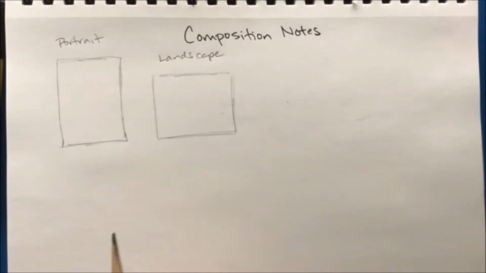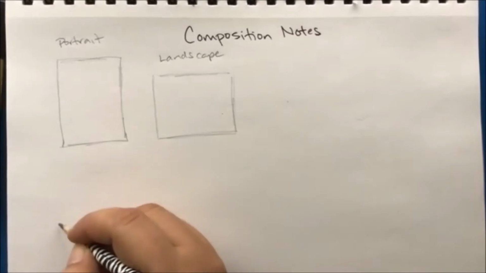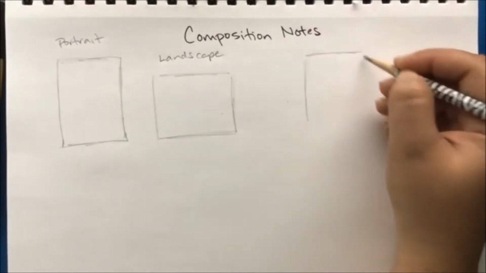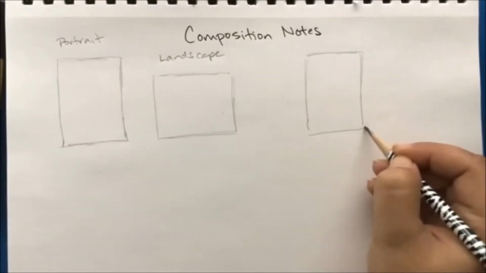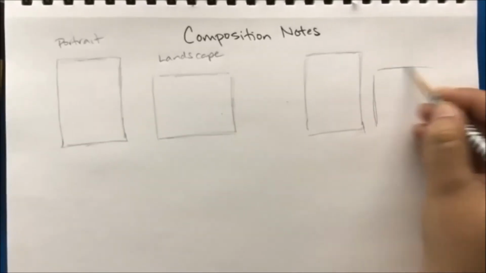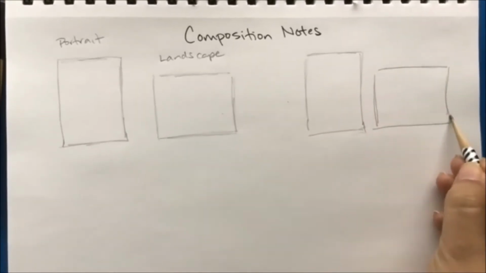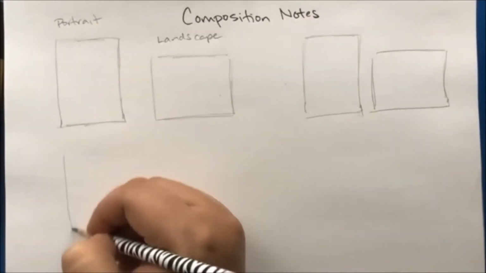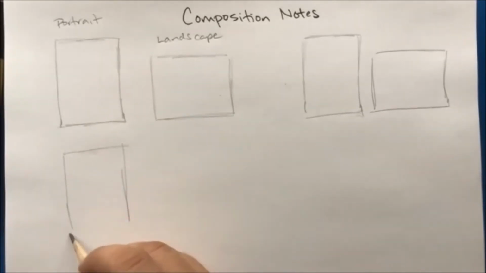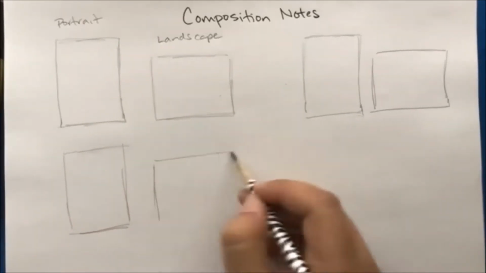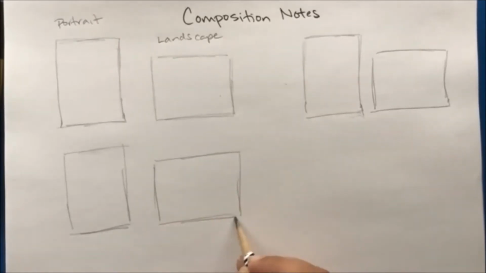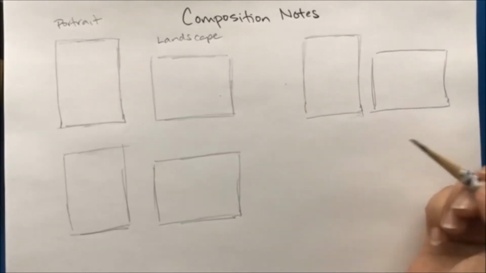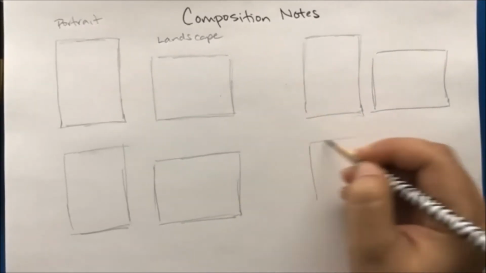So we are going to cover a few of these. So let's do this. We're going to do another set over here, and then let's do another set here. And then we're going to do one square one.